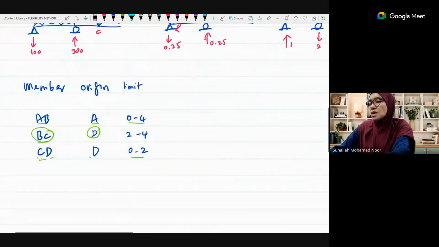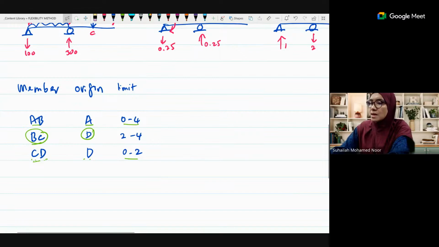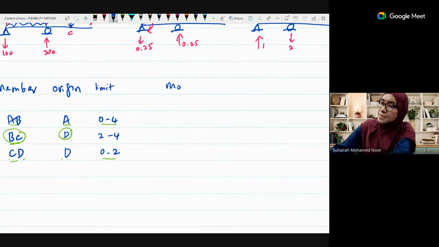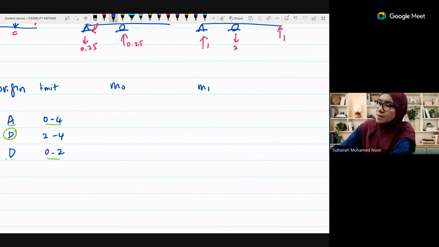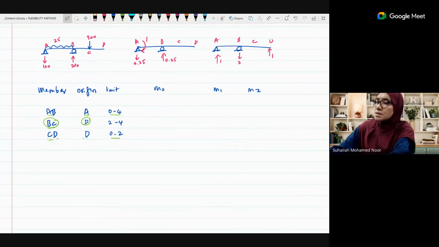Okay, so here we will have 3 moment equations: M naught, then M1, M2. Okay, this is the table.